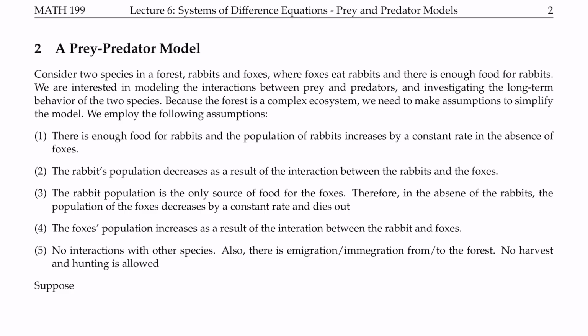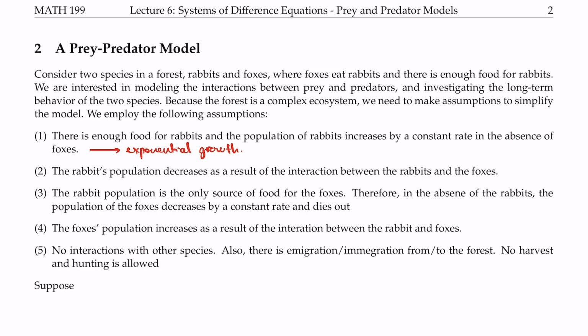So the first assumption is there is enough food for rabbits and the population of rabbits increases by a constant rate in the absence of foxes. From this first assumption, we know that the population of rabbits increases by a constant rate, and you can relate it back to the exponential function as you see in the first page. So this is the exponential growth for the rabbit population. Now the rabbit population decreases as a result of the interaction between rabbits and foxes. This makes sense, right? Because foxes are going to consume rabbits, and therefore the population of rabbits will decrease.